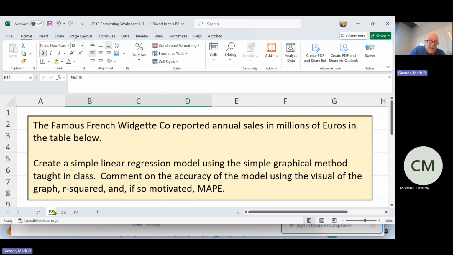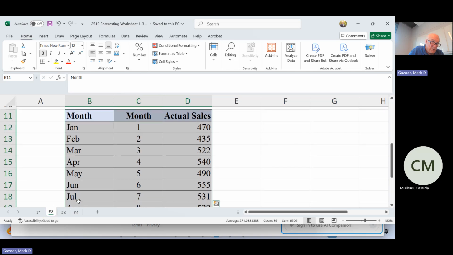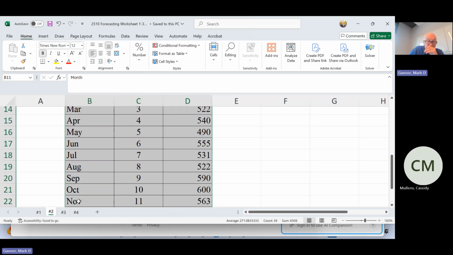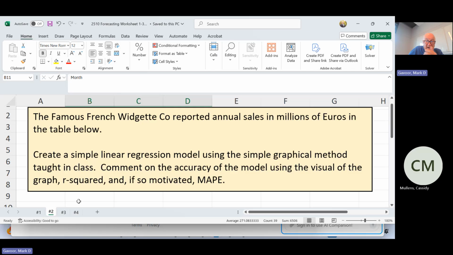Number two, I give you month and actual sales. So I got the month actually written as the letters, but I put a number because if you're going to use time, it's got to be numerical or else the regression equation won't work. This is a regression problem. And what does it want? Create a simple linear regression model using the graphical method taught in class. Comment on the accuracy of the model using the visual of the graph, R squared, and MAPE.